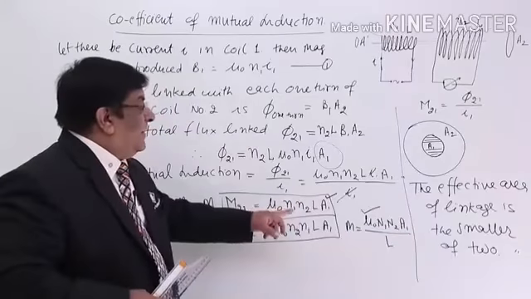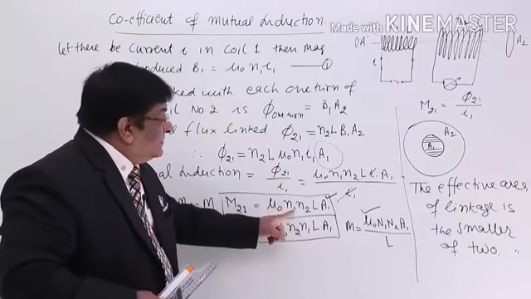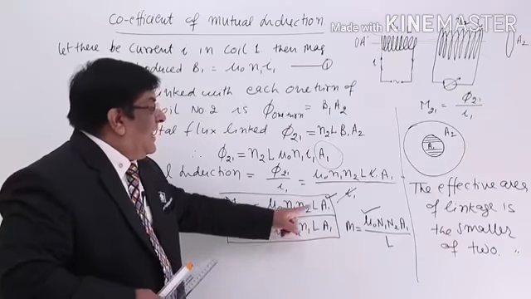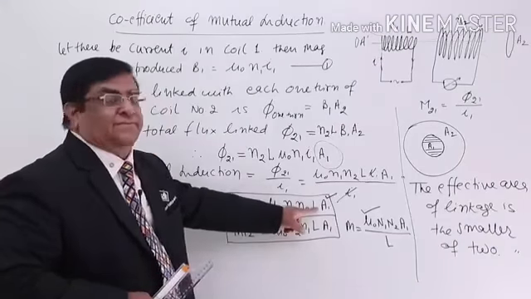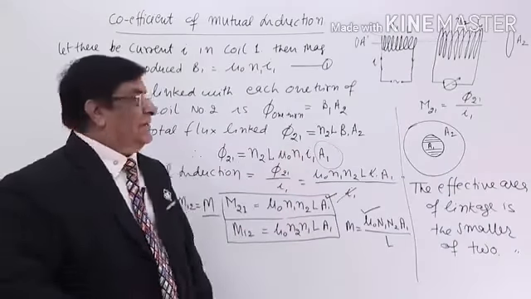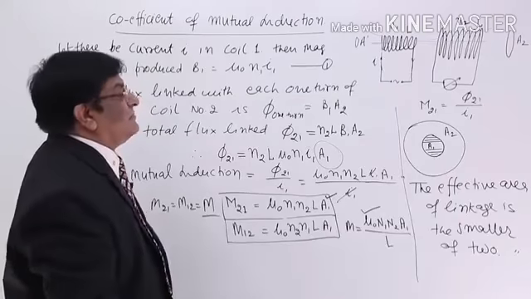If the number per unit length is kept constant and we increase the length, then mutual induction will increase because the total number of turns is increasing. Okay, so this is mutual induction.